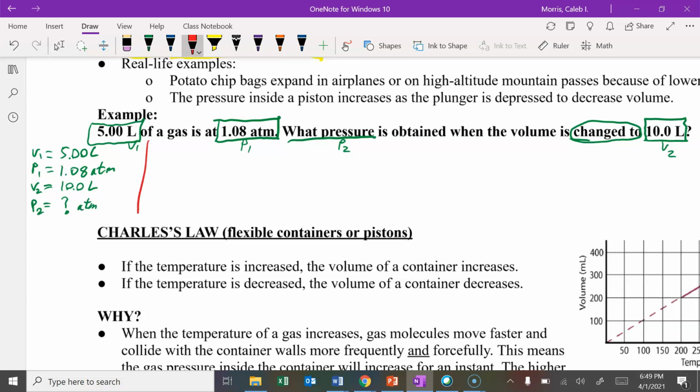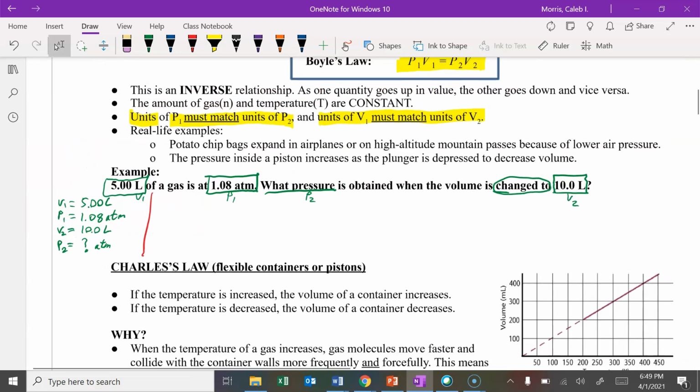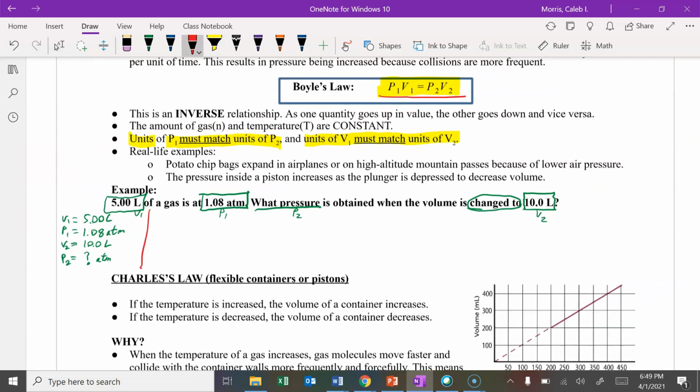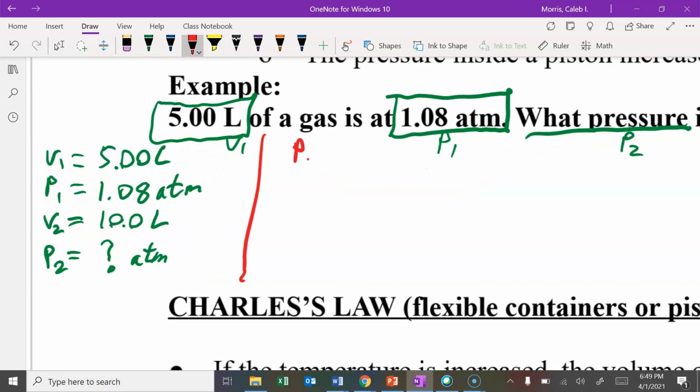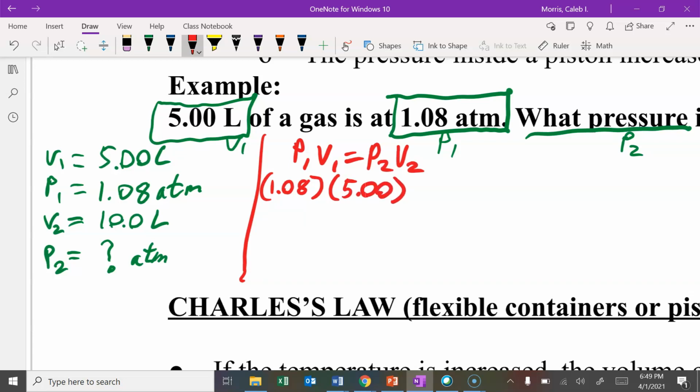Now let's see if we can solve it. Remember, our equation is P1 V1 equals P2 V2 from up here. We're just going to write it down. And then we're going to plug in those numbers. So P1 is 1.08. V1, that's 5.00 liters. So I'm multiplying 1.08 times 5.00.